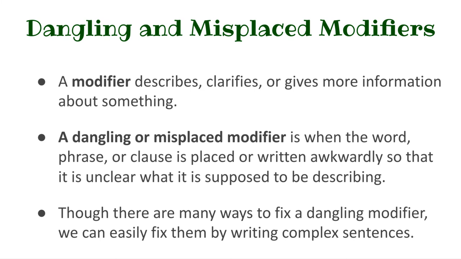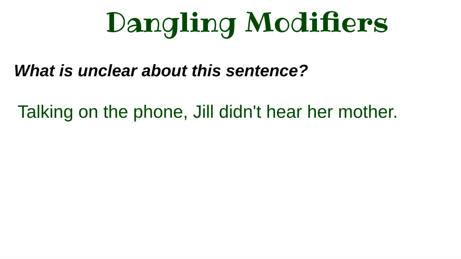Oftentimes, you can just move a misplaced modifier closer to what it's supposed to be describing. Another easy way to fix it is by changing the sentence into a complex sentence, which is actually what we are going to practice. But first, let's look at some examples of dangling modifiers.